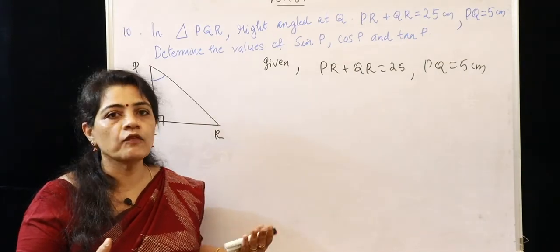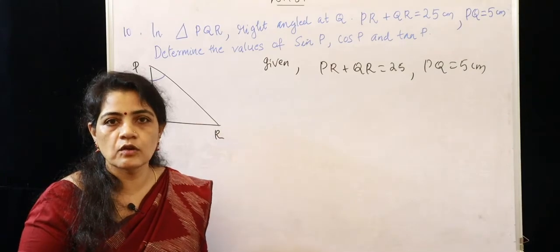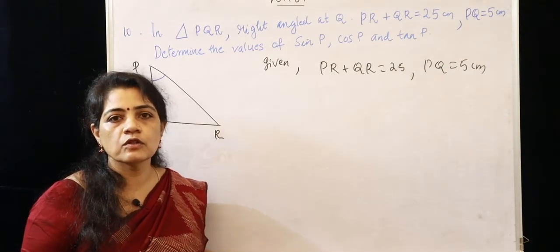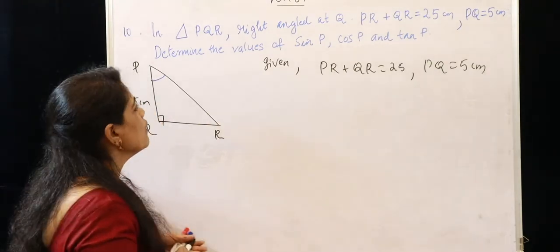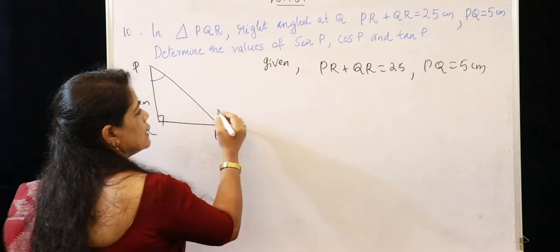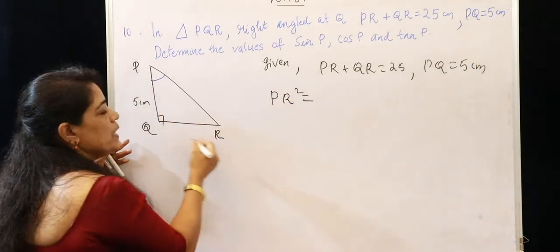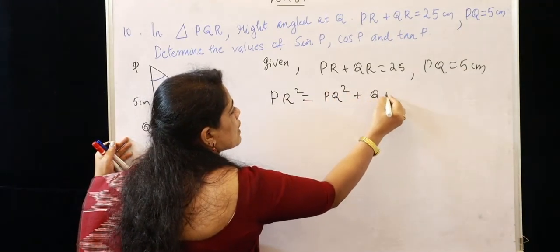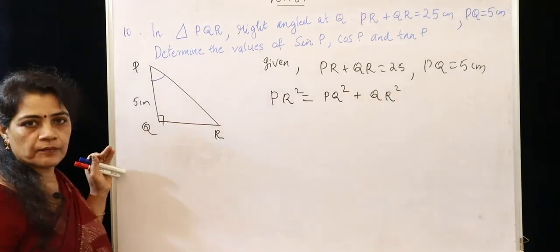Anyhow, we need the sides of the right triangle. So as usual we are applying the Pythagoras theorem, that is, the square of the hypotenuse is equal to the sum of the squares of the other two sides. That is what we are going to write as the first step. By applying the Pythagoras theorem, PR square is equal to PQ square plus QR square.